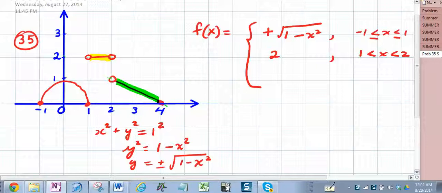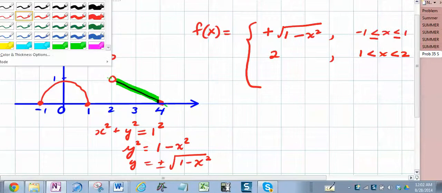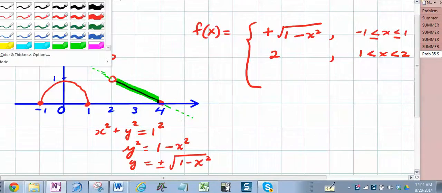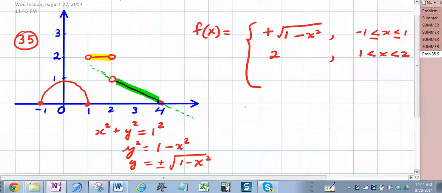I think it is the part of the graph that is highlighted in green that gave people the most trouble. And if you think about it, that line segment is part of a line that continues indefinitely, and I need to find its equation. There are two ways of finding its equation, and I'll show you both ways.